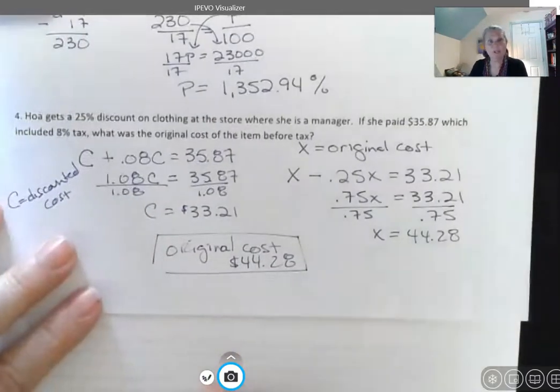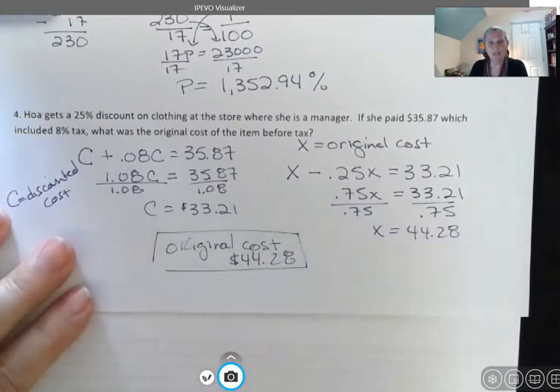It took us 2 steps to do that, because we had to first get rid of the tax and then figure out what that discount did for her cost.